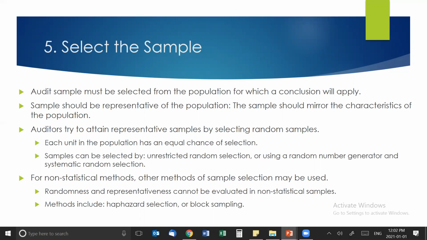Or for statistical sampling, maybe you're using a random number generator, right? A random number generator comes out and just pops out numbers, and you're going to select those. So if it says 2, 7, 24, you're going to select sample number 2 out of the population, number 7 out of the population, right? You can use a random number generator to make sure that your sample is random, or you can pick and choose, which would be non-statistical.